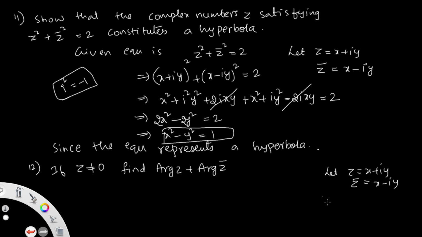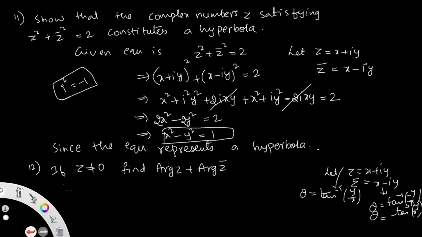Then argument means tan theta. Tan theta means theta equal to, for the first term, tan inverse of y by x. And for this term, theta equal to tan inverse of minus y by x, which is nothing but minus tan inverse y by x. Why? Because tan inverse of minus x is minus tan inverse x. So the argument is theta. For z it is tan inverse of y by x, and for z bar it is tan inverse of minus y by x, that is minus tan inverse of y by x.